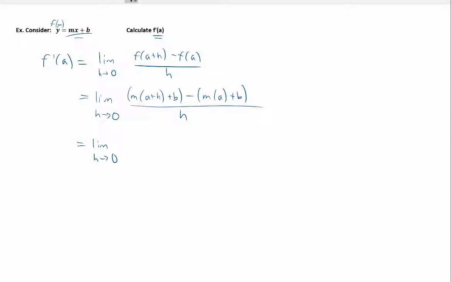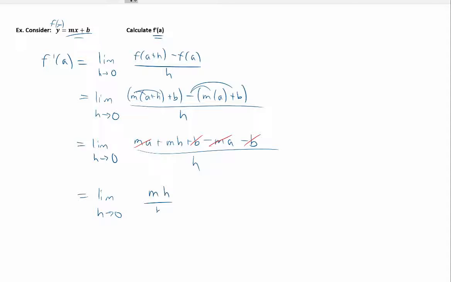When I distribute here, I would have ma plus mh plus b minus ma minus b. Now let's see what happens. I can see right away I have some like terms. ma and minus ma cancel. b and minus b cancel. And now we're real close. Things happen real quick in this example, because everything almost drops out in the numerator, so we're left with just mh over h.